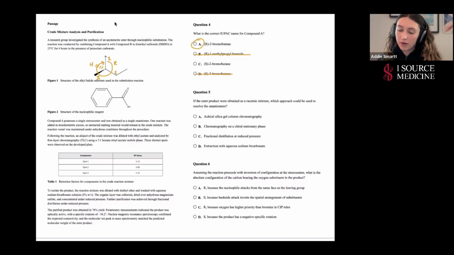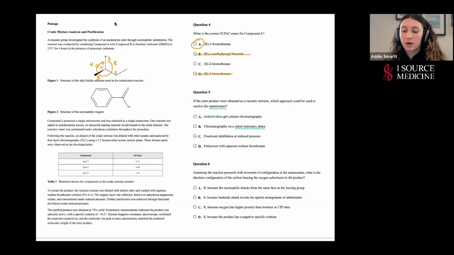Great. All right. Next, we have question 5. If the ester product was obtained as a racemic mixture, which approach could be used to resolve the enantiomers? So I'm looking for something that's going to specifically interact with one enantiomer over another. A is an achiral silica gel column chromatography. If it's achiral, that's not going to help. B, chromatography on a chiral stationary plate. I like that, because something chiral can interact with a specific enantiomer.